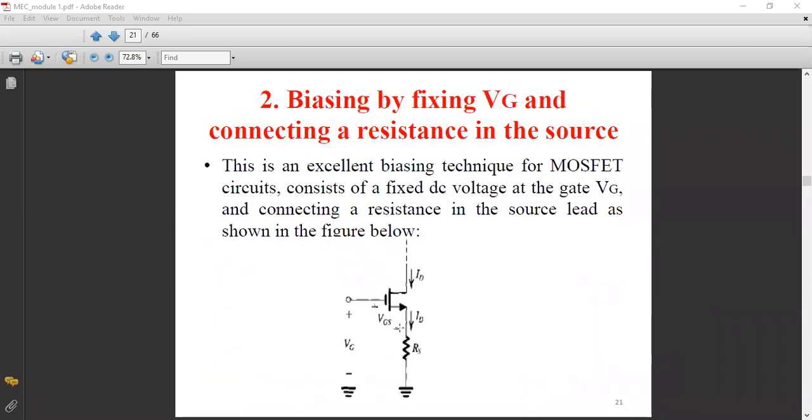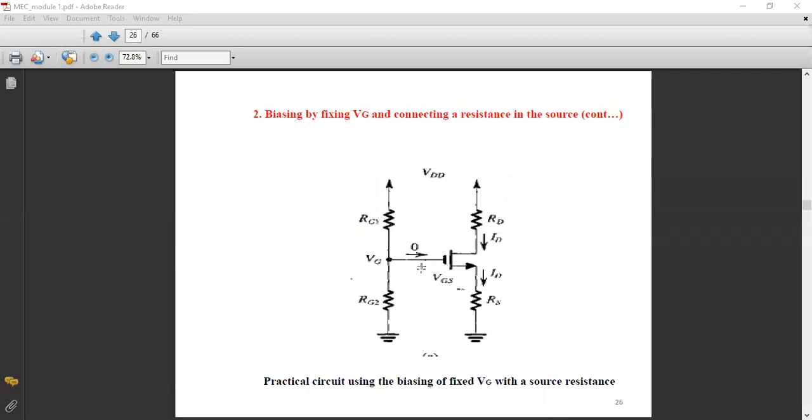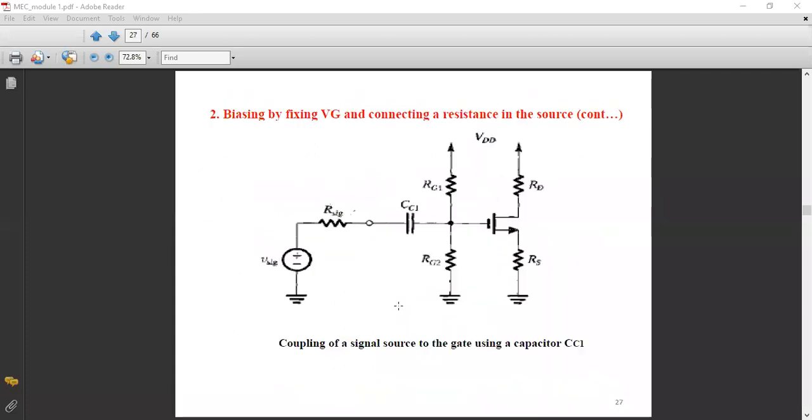This was a symbol diagram, but to make it realizable, I need to have a potential divider network having RG1, RG2. Apart from that, I need to connect a signal source, which is to be amplified. So for that, I have to connect a coupling capacitor CC1 also, along with the signal resistance RSIC. I hope it is clear for you. Any doubts regarding the second type of biasing? Any doubts? Please let me know.